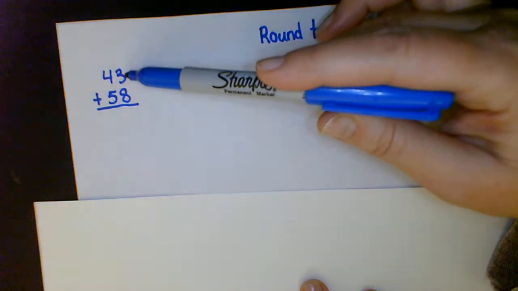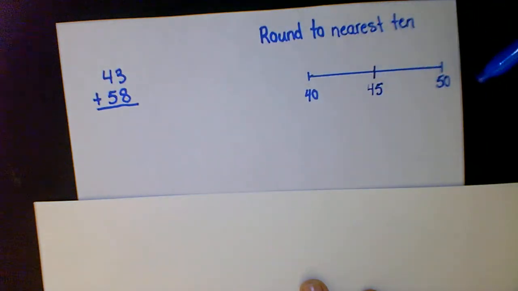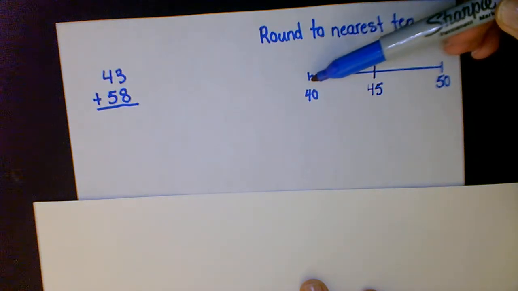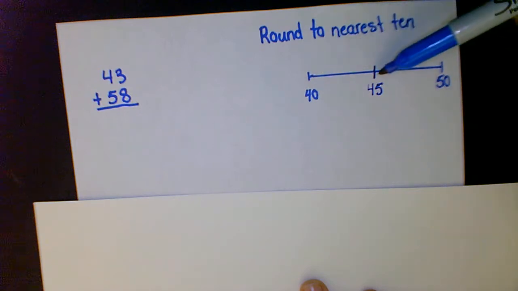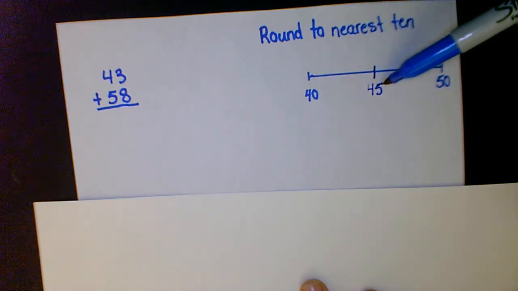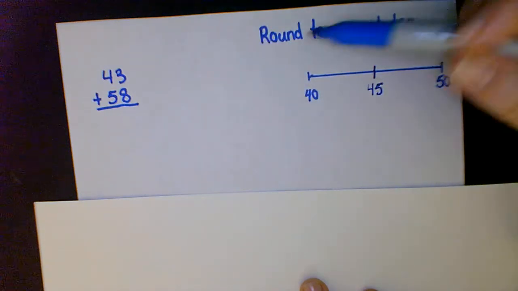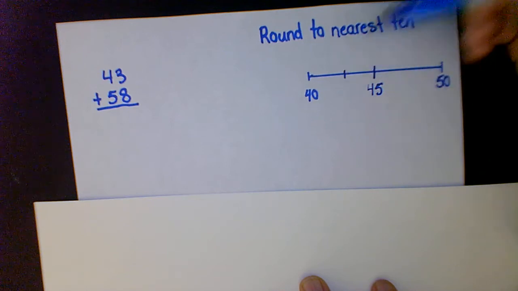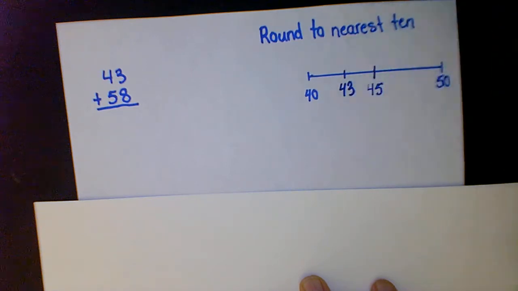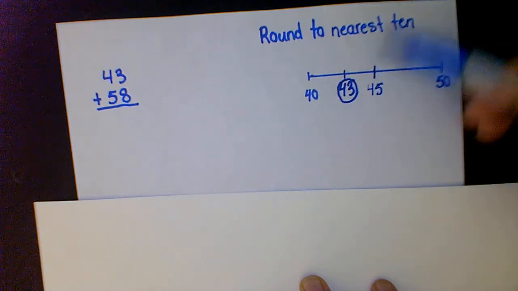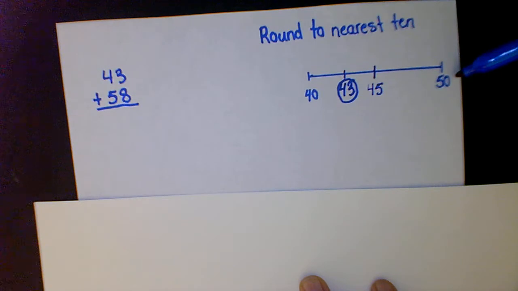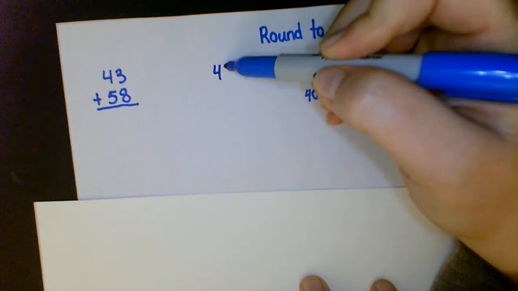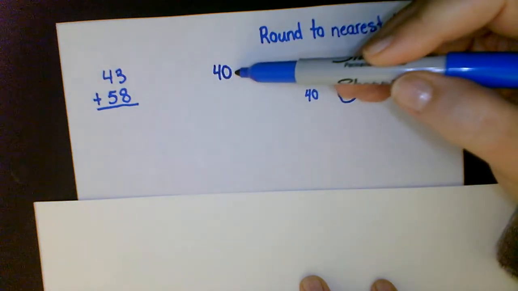Now I want to take my first addend and put it on the number line. Well, I know that 43 is more than 40, it's greater than 40, but it is less than 45. 45 has 5 ones, so 43 has 3 ones, so I know it's going to be right about here. So when I look at that, 43 is closer to 40 than it is to 50. So I'm just going to write 43. I'm going to round that to the nearest 10, which is 40.